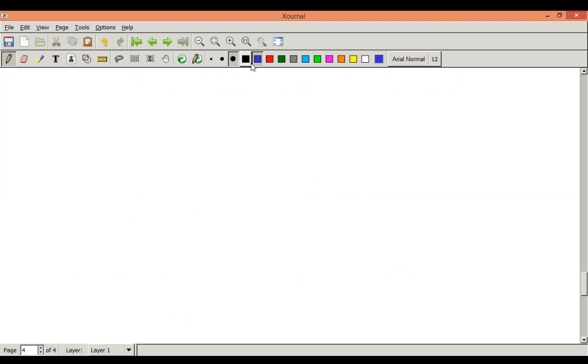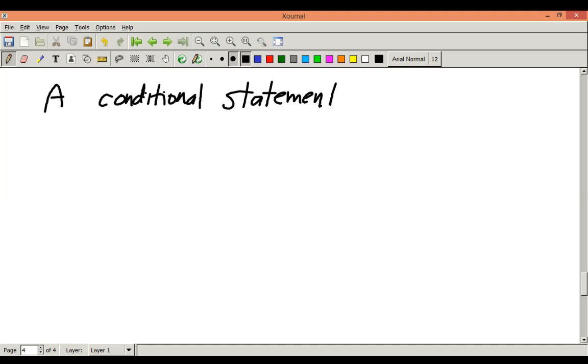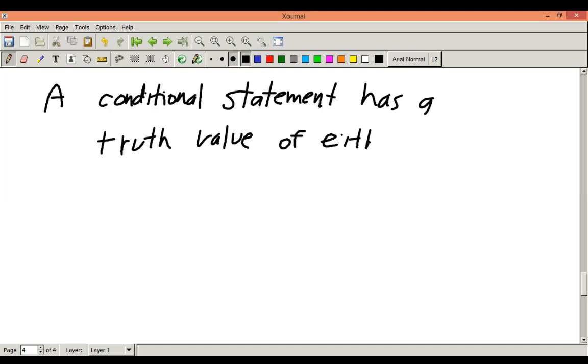Okay, another fun fact for you here. A conditional statement has a truth value of either true or false.